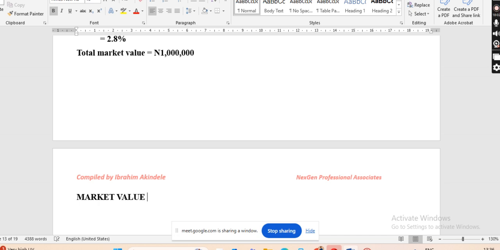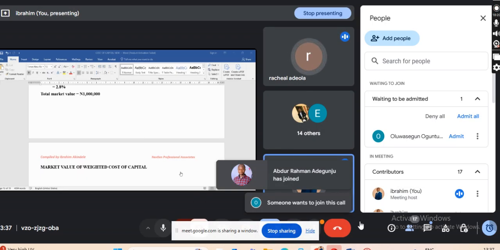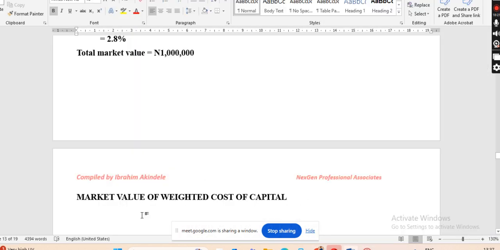Market value weighted cost of capital. So what is the formula? Someone should give me. What will I start with? Items. Okay, thank you. After the items, what do you have? Market value. Thank you. After the market value, cost of capital.